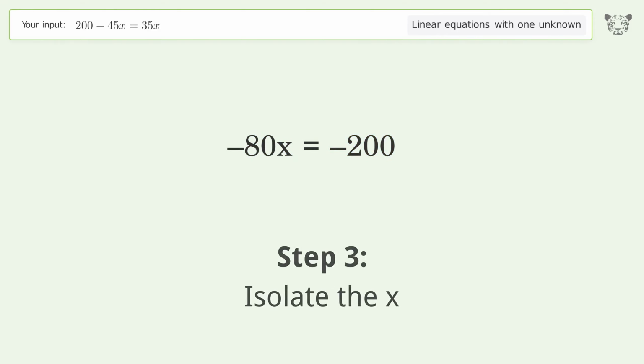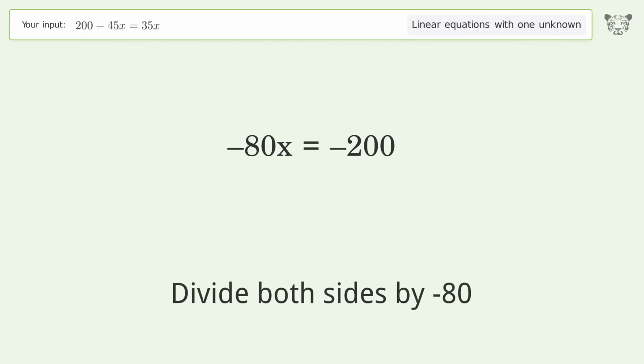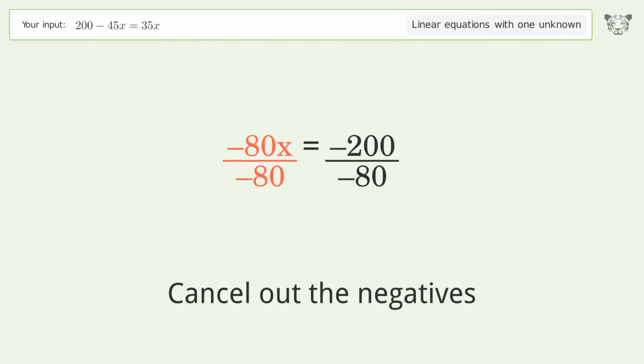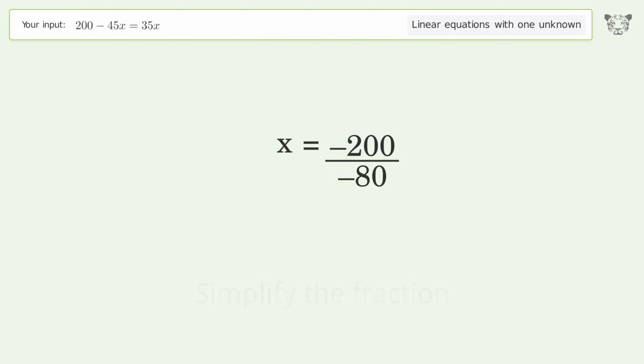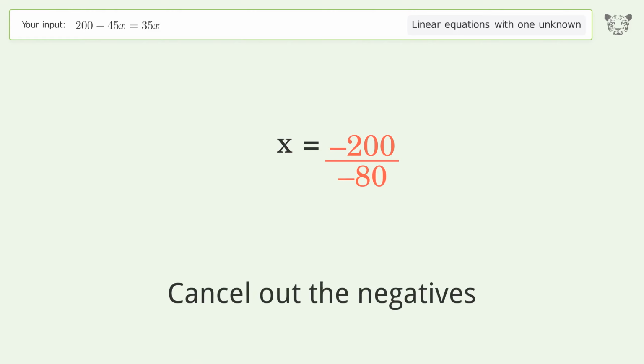Isolate the x. Divide both sides by -80. Cancel out the negatives. Simplify the fraction. Cancel out the negatives.